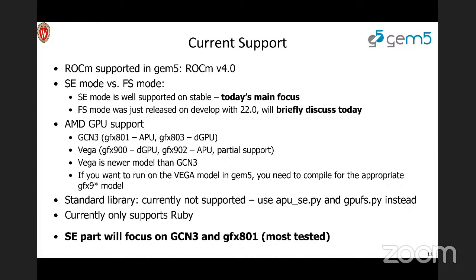I know Bobby talked a bit about classic versus Ruby earlier in the tutorial. The GPU support only uses Ruby, but my group has done work on trying to port over some of the common features, for example, using all the different replacement policies that classic has. So you're now able to use that kind of stuff, but you can't use classic by its own. And for the SE part, we're going to focus on GCN3 and GFX 801 because this is the best tested support we have, although the other ones, by and large, should work.